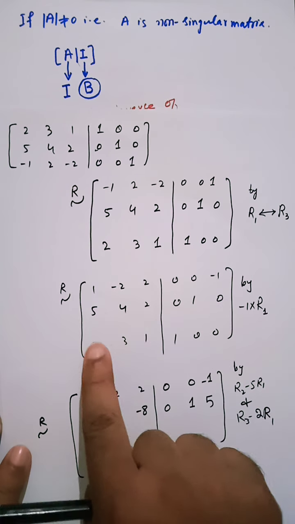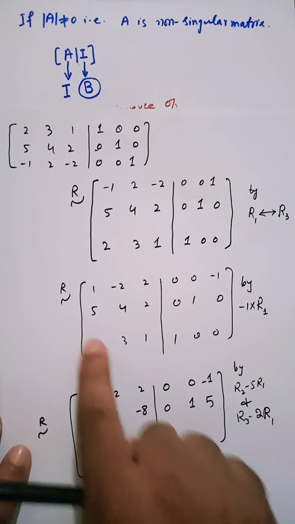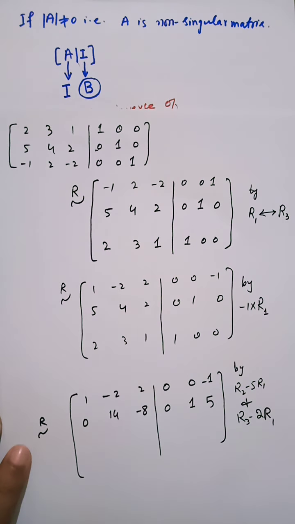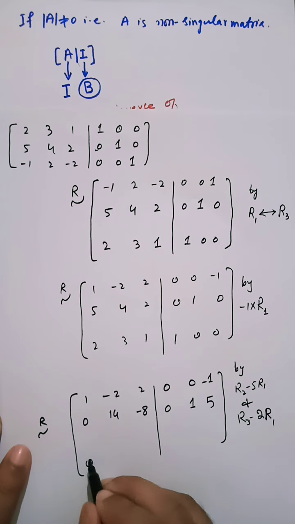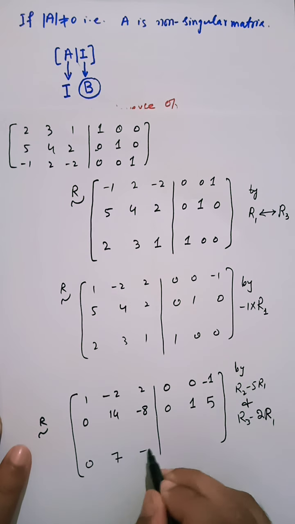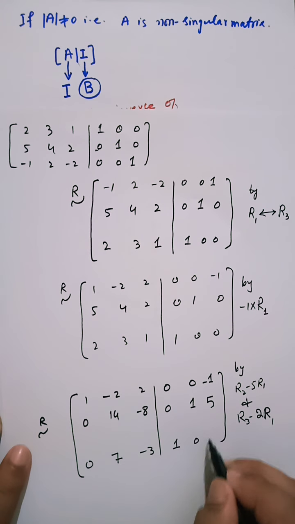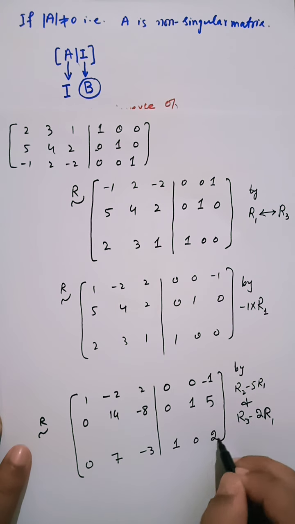Now multiply the first row by 2 and then subtract the third row's elements from 2 times R1. So that will become 0, this will become 4, this will be -3, this is 0, this is 2, 0. Sorry, this is 1, 0, and there it will be 2.